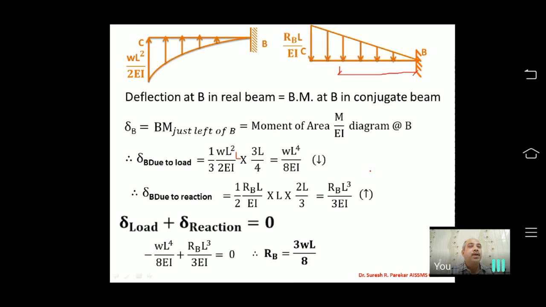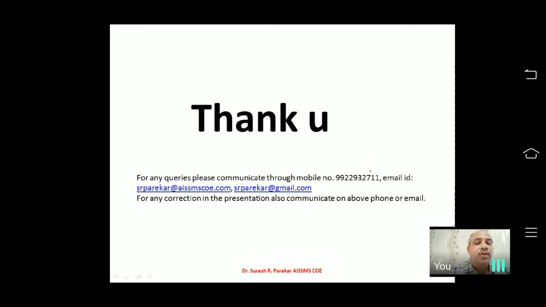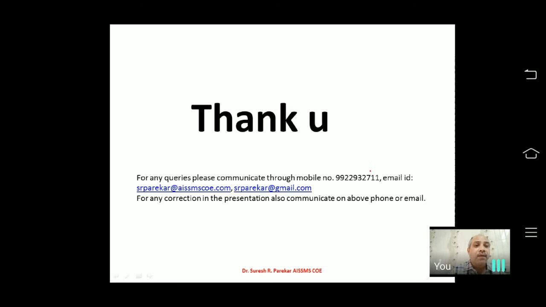So this is about your conjugate beam method, and today we will stop here, and that completes your conjugate beam method. Other methods I am not covering now, because if we talk about competitive exams, one of the methods is sufficient for your competitive exams. Others we will take afterwards, or I will make a video and put it on the YouTube channel. So now this will be about your conjugate beam method.